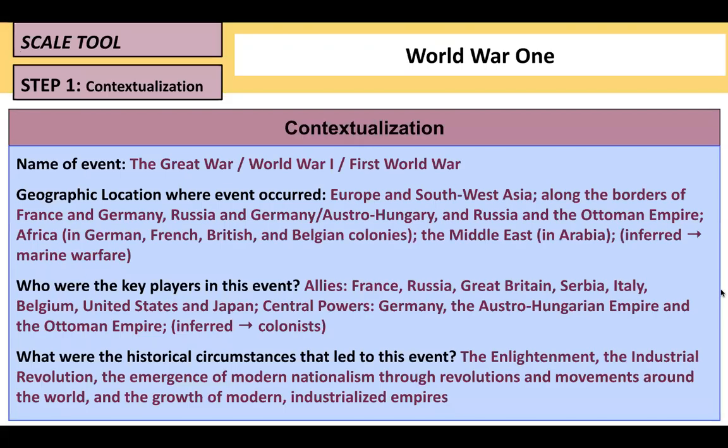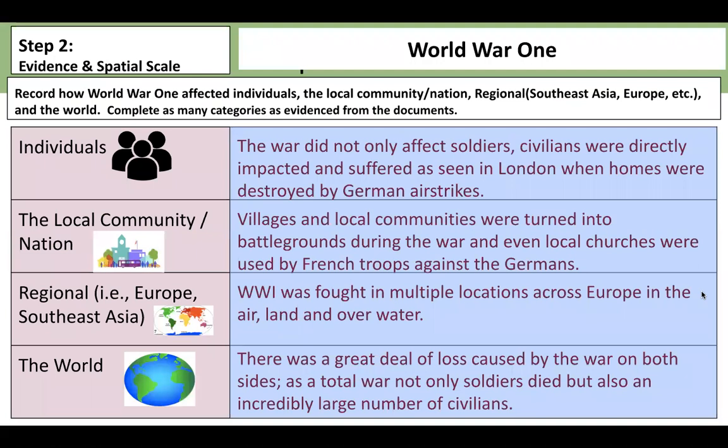In our first step, we looked at the context. We wanted to really know our historical background to help ground us in this historical moment. So we know the name, the geographic locations, the key players, and the historical circumstances that led to this event. In step 2, we looked at the spatial scale. And when we talk about spatial scale, it's not only geographical, we're also looking at individuals or local communities. We're looking at a wide range. And we zoomed in by looking at individuals, and then we started to zoom out until we looked at how the world was affected by this war.